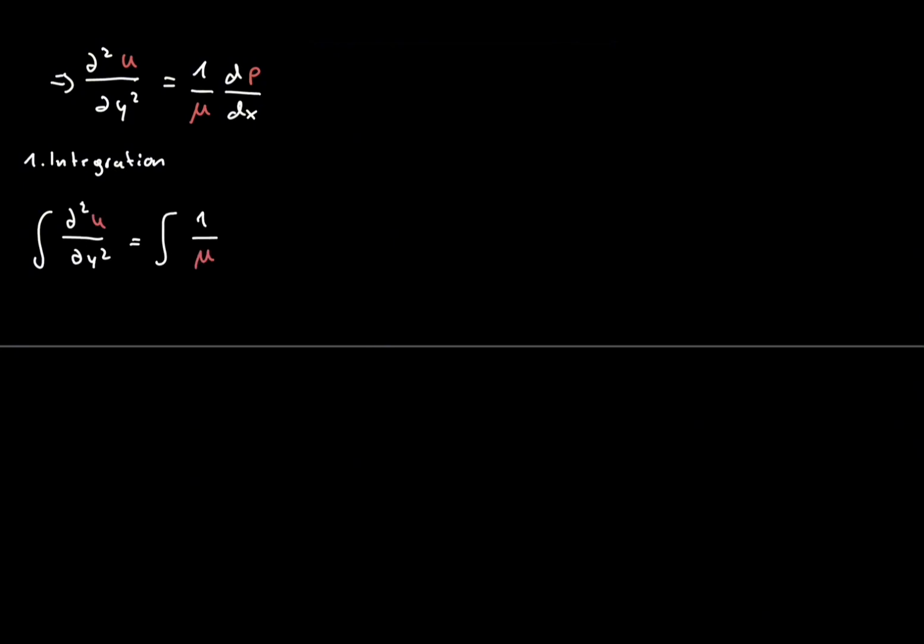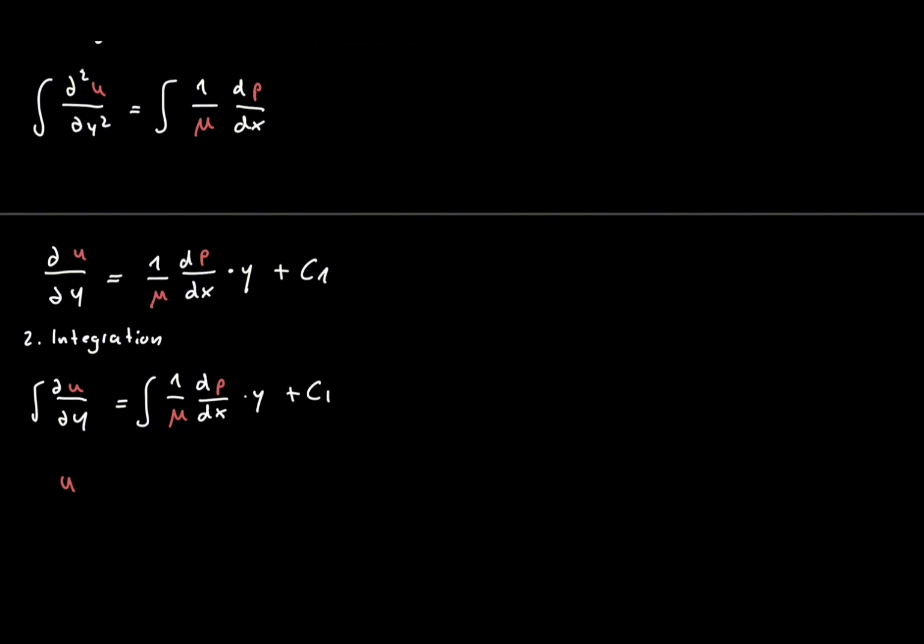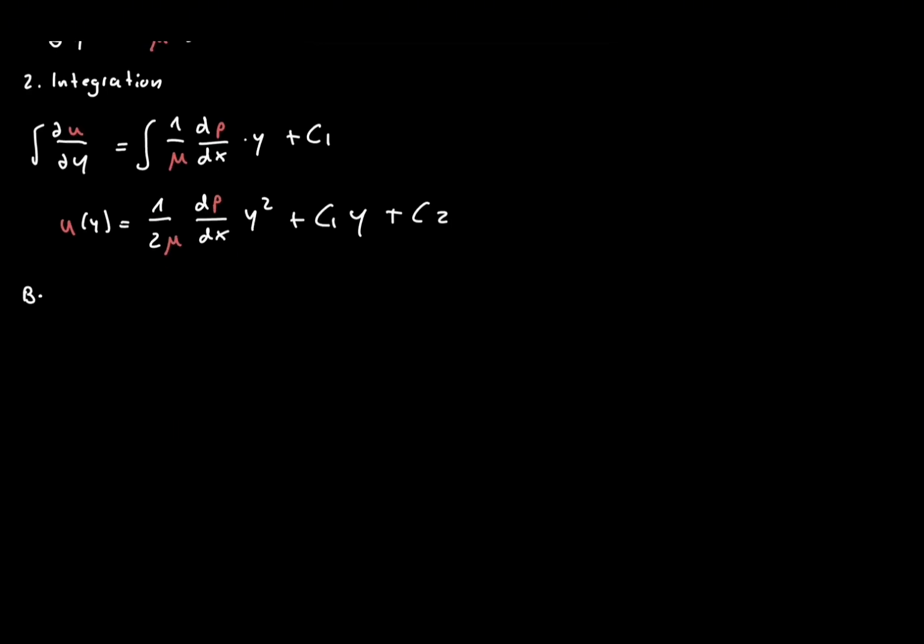Integrating once gives partial u over partial y equals 1 over mu times partial p over partial x times y plus c1. Integrating again gives u equals 1 over 2 mu times partial p over partial x times y squared plus c1 y plus c2. We apply the boundary conditions.